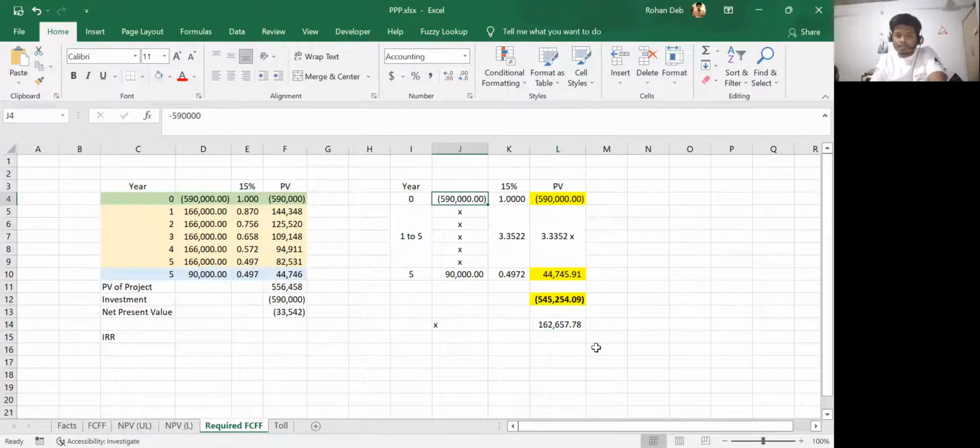5,90,000 is my initial investment, and 90,000 is what I'll get back. 60,000 as my working capital recovery, and salvage value of 30,000. So 90,000 is what I'll get back. Now I'll take the present value of both of these and I'll find out the net investment that I made.